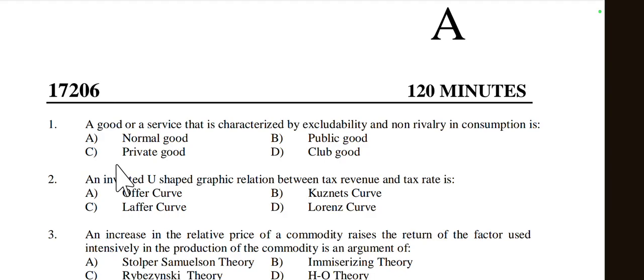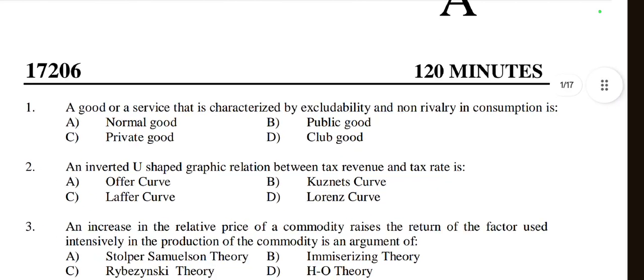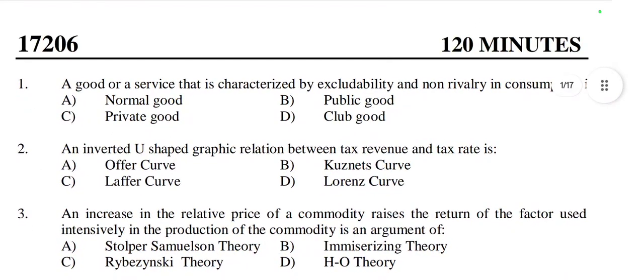So let's start with the first question. Today's first question is question number 1. A good or service that is characterized by excludability and non-rivalry in consumption is... Two characteristics: one is excludability and another one is non-rivalry. The options are normal good, public good, private good or club good. Normal good is not related with this concept.